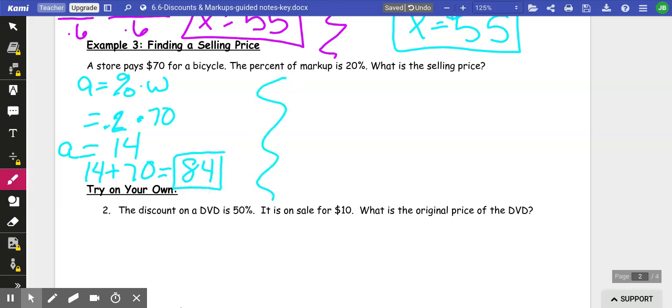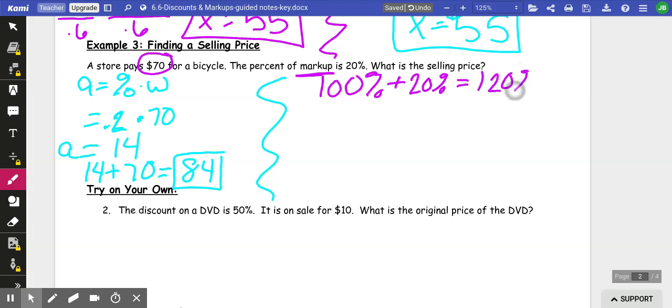Another way that you can do this is when we have 100% of something. When I have 100% of the $70, that means 100% of the $70 is the $70. So if I'm taking my 100% and I'm marking it up 20%, that means I'm paying 120% of my original price. So I can turn that into a decimal, which would be 1.2.